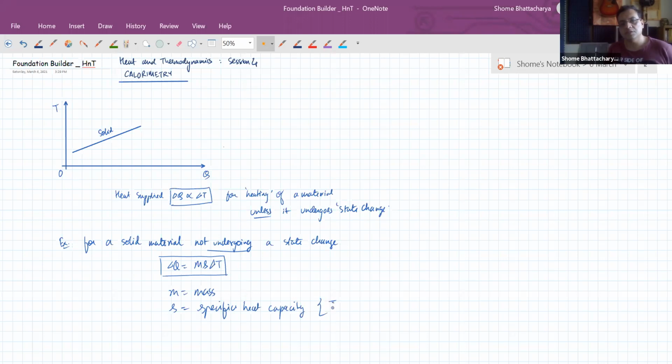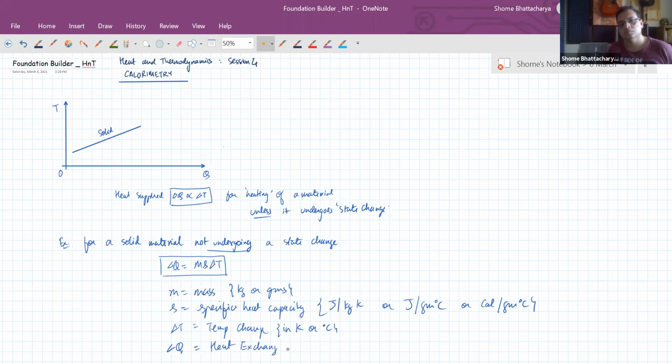so in SI unit it will be expressed in joules per kilogram Kelvin, or it can also be expressed in joules per gram degree C, or it can also be expressed in calories per gram degree C, whereas this will be in kilograms or grams or whatever. And delta T is the temperature change in Kelvin or degree C. And delta Q is the heat exchange in joules or calories.